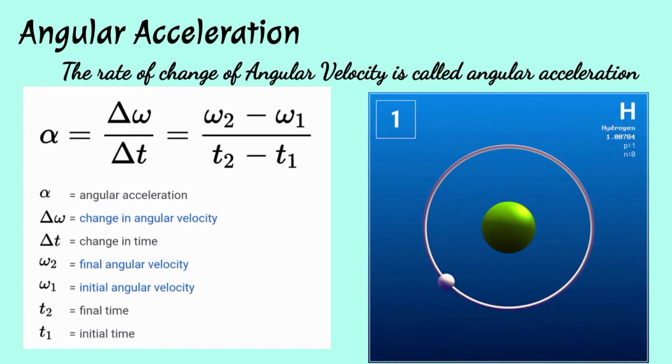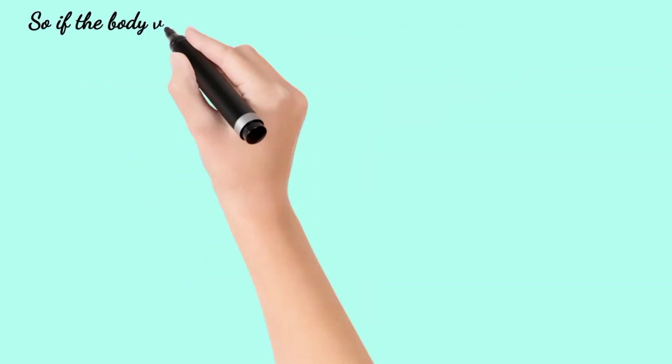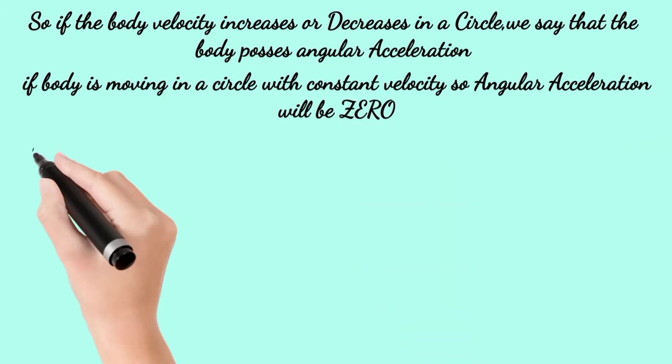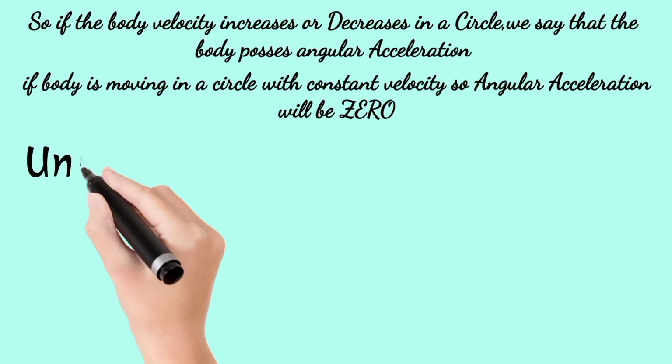Now note down that for a body moving in a circular motion, if the velocity increases or decreases, in this case the angular acceleration will exist, while if the velocity of the body moving in a circular path is constant, there will be no angular acceleration. So if the body's velocity increases or decreases in a circle, we say that the body possesses angular acceleration. In contrast, if the body is moving in a circle with constant velocity, the angular acceleration will be zero in this case. This concept is very important.